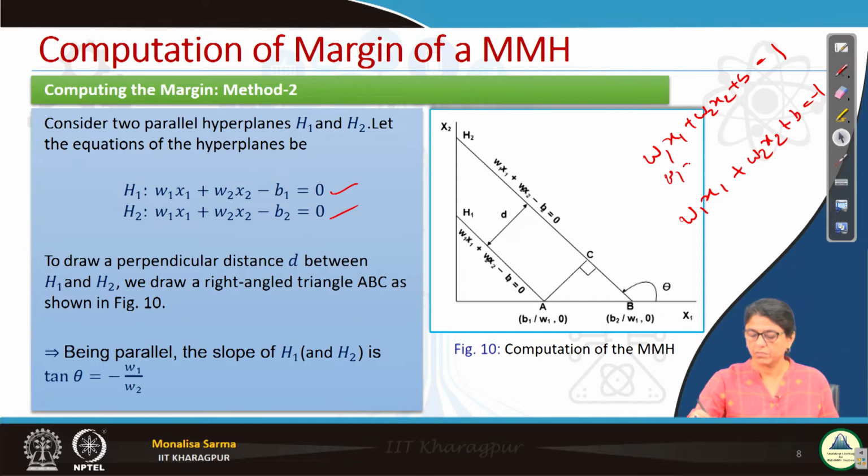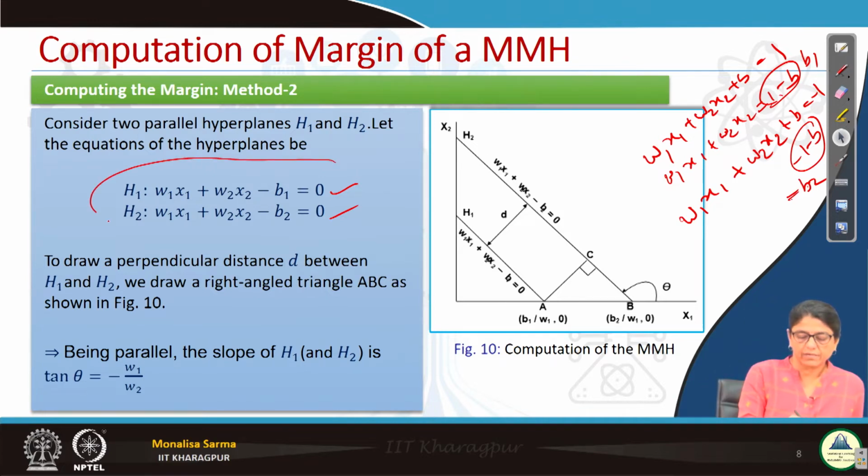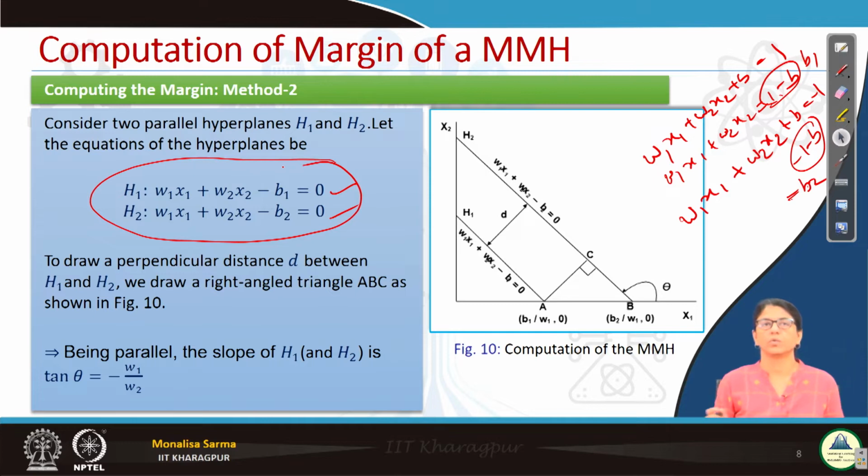It will be W1x1 + W2x2 = 1 - b, and similarly for this one I will get -1 - b. So if I write 1 - b as b1 and -1 - b as b2, then I can write the equations in this format. So do not get confused about why I suddenly got b1 and b2. This is nothing: b1 is 1 - b, b2 is -1 - b. Okay.